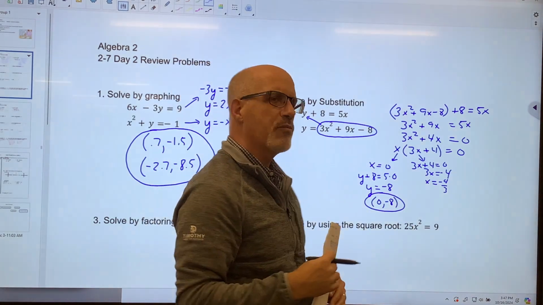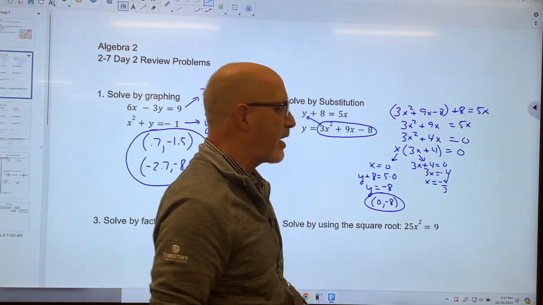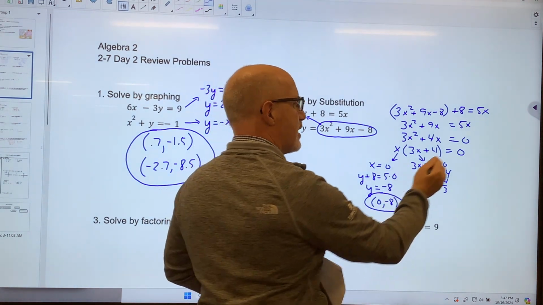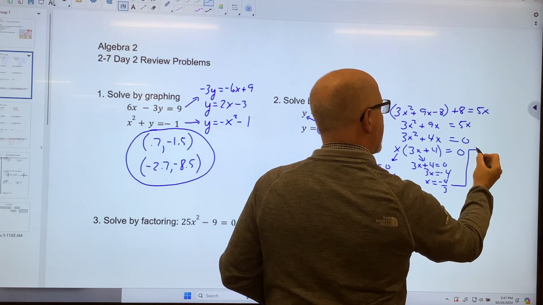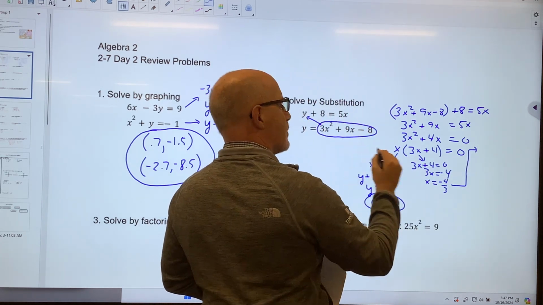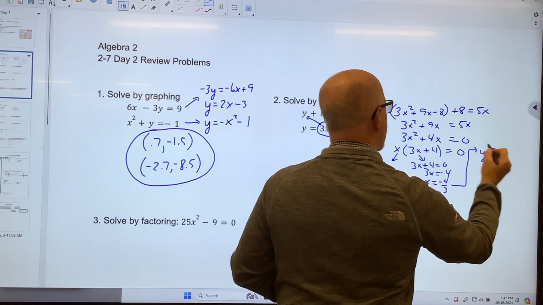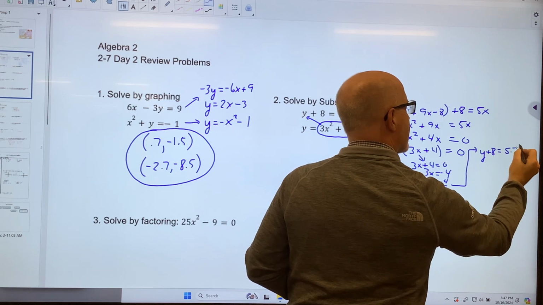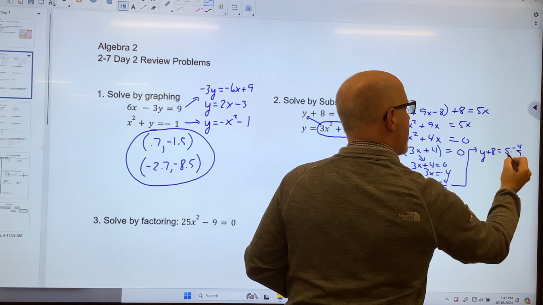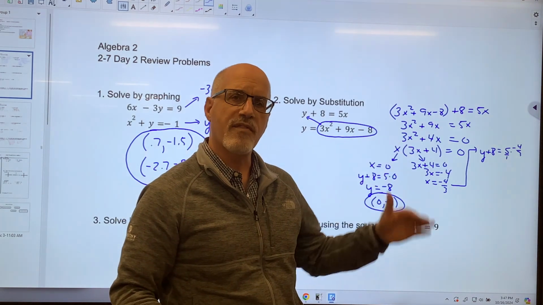Now this one's going to be a little more complicated. I'm going to put it into the equation. I'm going to have to deal with the fractions. So I'm going to just do it up here. So I'll take this value and put it in for x in this one. So y plus 8 is equal to 5 times negative 4/3. Now just a reminder, when you have fractions and you're multiplying, make the 5 into 5/1.